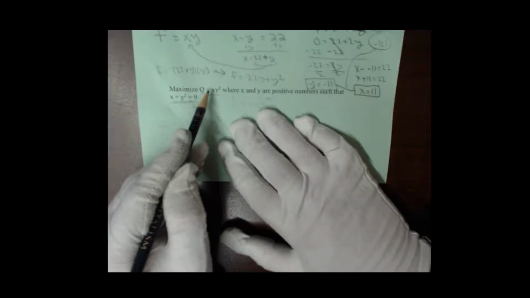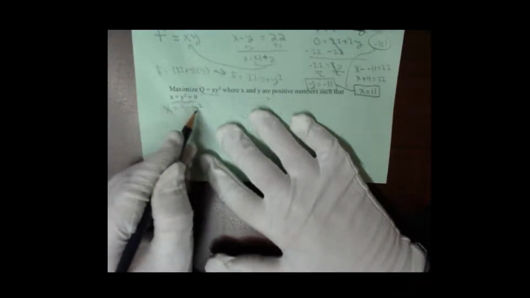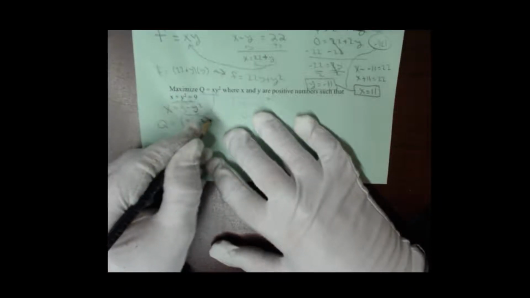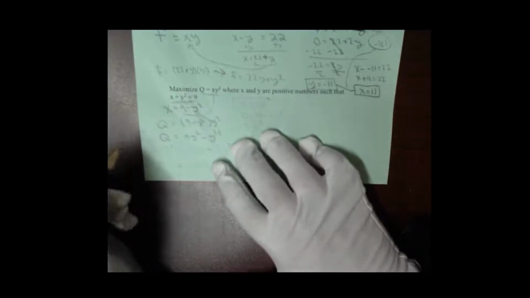Just like last time, the first step is to solve your constraint for one of your variables. So I think you'll agree with me that if I move the y squared over, I'll get x equals 9 minus y squared. So that's good. Solve it for x. And then we're just going to take that value and plug it in for the x right there. And when I do that, I get q is equal to, replace x with 9 minus y squared, and then we have the y squared on the outside like that. That's it. Let's clean this up a little bit. This will be 9y squared minus y to the fourth, like that.